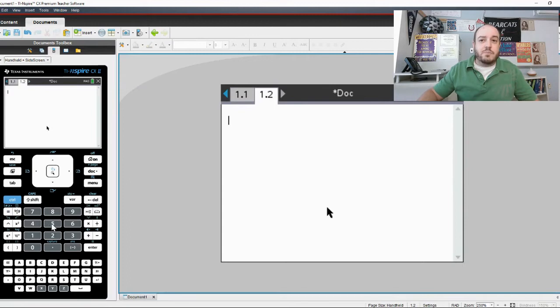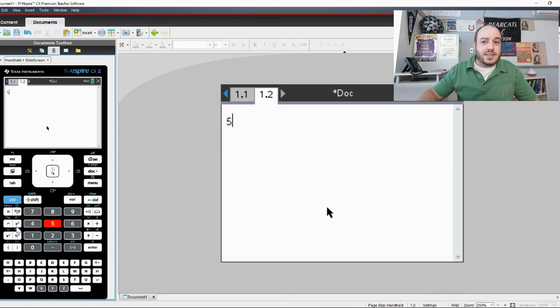Well, if I want to do a basic exponent like something squared, all I have to do is click this guy right here. So right now I have 5 in there. So if I wanted to do 5 squared, I would just click right there and hit enter. That will square any number for you.